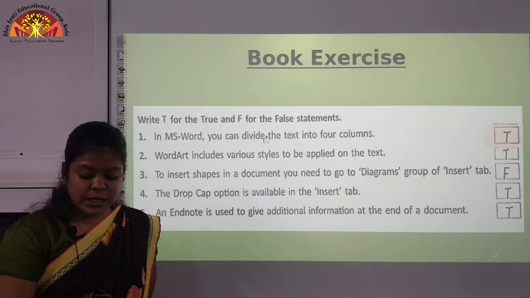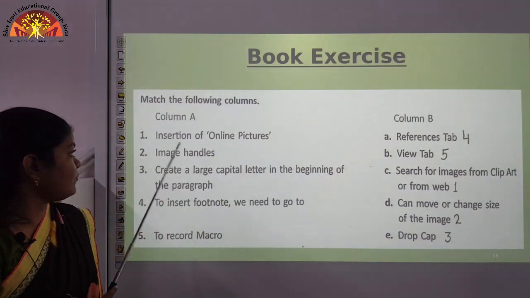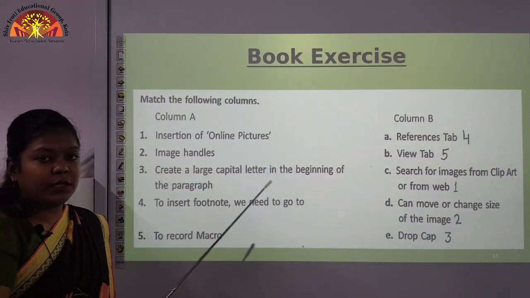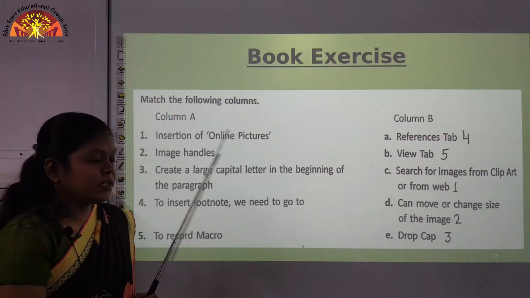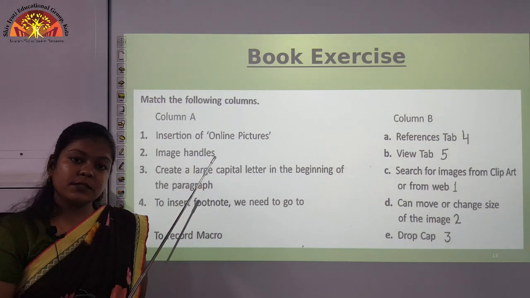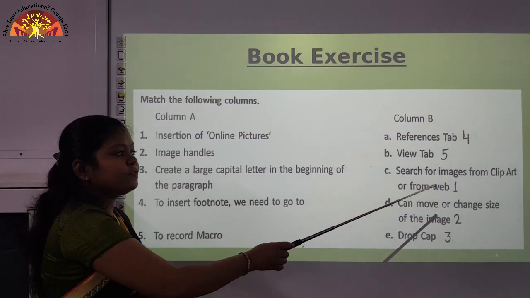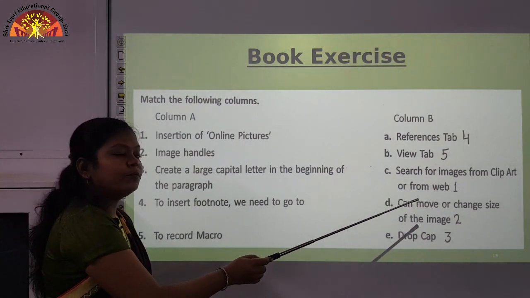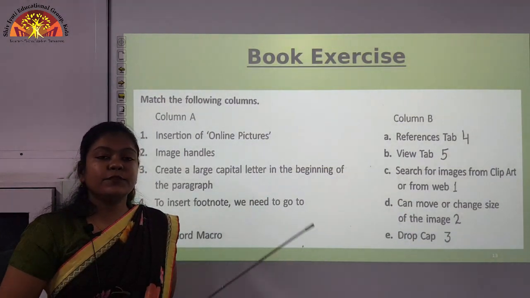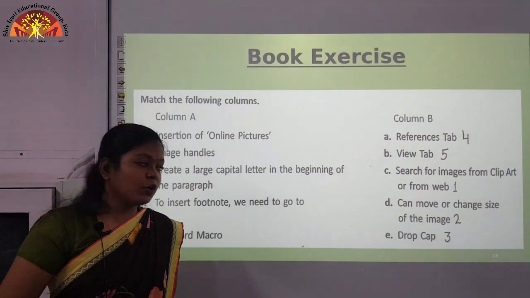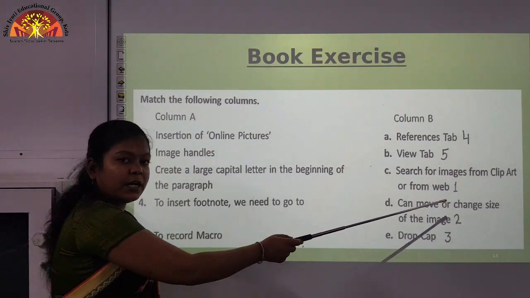Now, we will move to our next exercise, which is match the following columns. We have column A and column B. Our first matchup is insertion of online pictures. Okay. So, what we have to do for the insertion of online pictures? First, we have to click on the search for images from clip art or from web. Okay. So, when you click on the online pictures, then you can search for images that you want to insert in your document from clip art and or from web. So, this is your correct option.